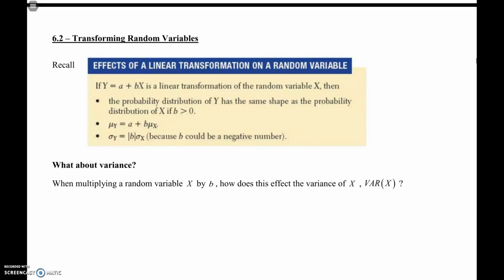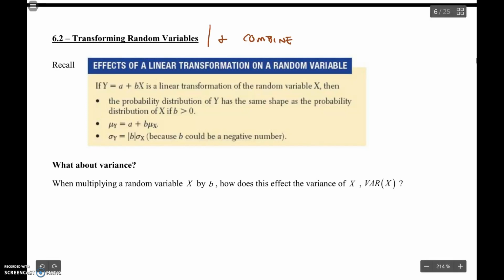Section 6.2 is dealing with transforming random variables, and transforming and combining. Transforming is kind of a review. Combining is not. So I'm going to go through this kind of fast because it is review.